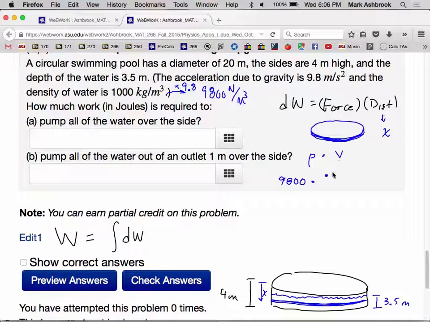So now we just need the volume of this thing, which is what shape? Not a circle. Circles are two-dimensional. It's a cylinder, so it's going to be pi r squared h. And then we know we're going to have times x.